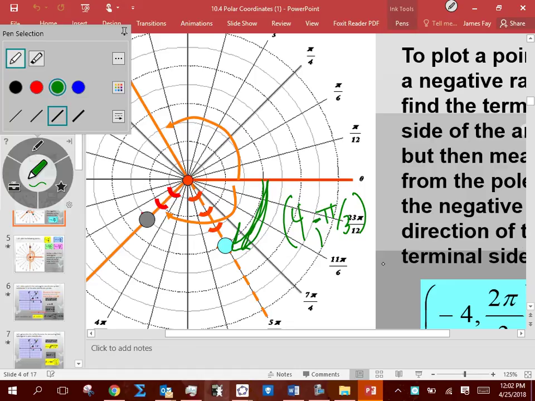But let's say I don't like the negative angle as well. Okay, well, could I add 2 pi to that to get back to it? So negative 4 comma 2 pi over 3 could actually change to 4 comma 5 pi over 3, and that will be the exact same point.